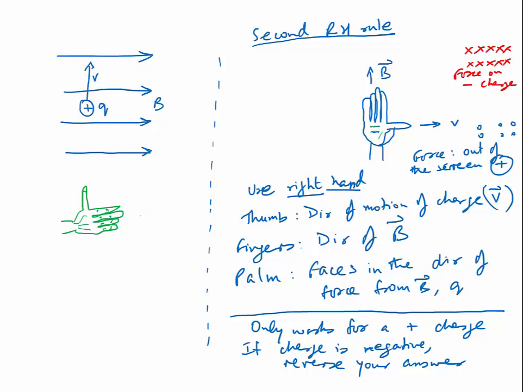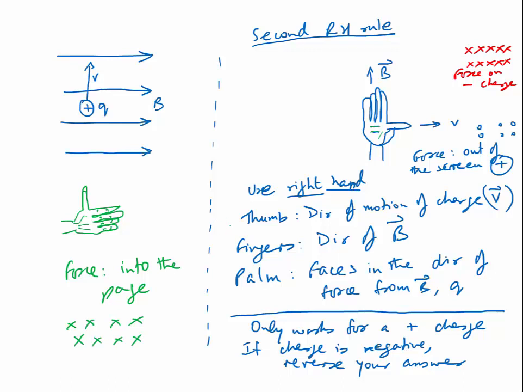So when I hold it like this, the force is going into the page. So in this example, with the external magnetic field pointing to the right and a positive charge going from bottom to top, the direction of the force will be into the page. And so I'll show that as x's.